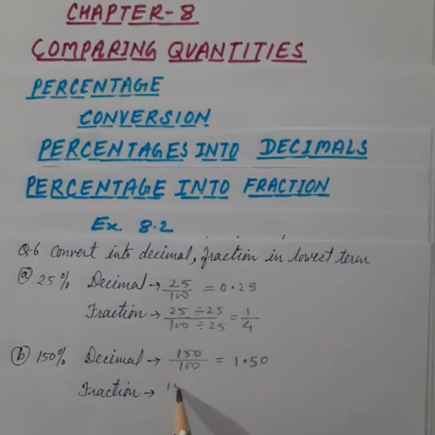Now coming to fraction. This fraction we have is 150 by 100. We have to convert it into lowest terms. The HCF of 150 and 100 is 50. 50 is the highest common factor. So divide both numerator and denominator by 50. 50 threes are 150 and 50 twos are 100. So the fraction in lowest terms is 3 by 2.